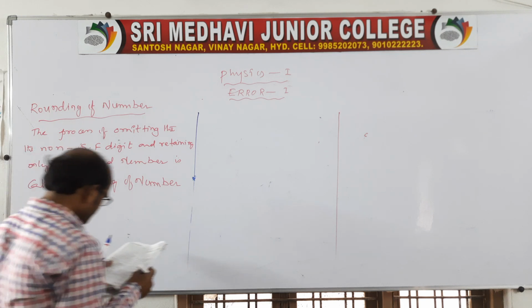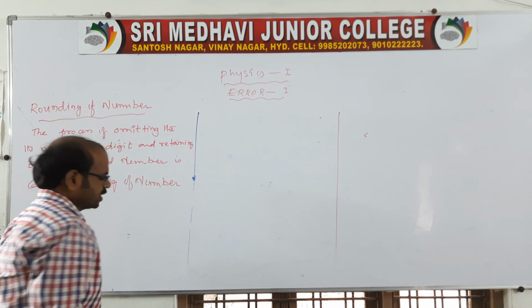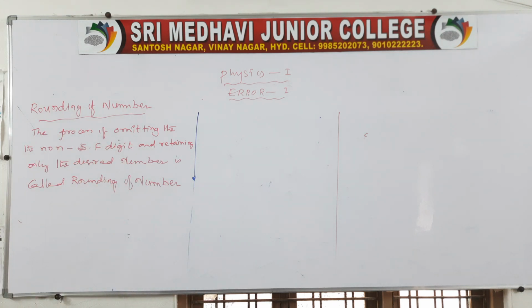Suppose I give you one number. I think of preceding numbers. The preceding is nothing but the previous one. There is a small change in the preceding number, which we can say is the rounding of numbers. I'll give you one example.